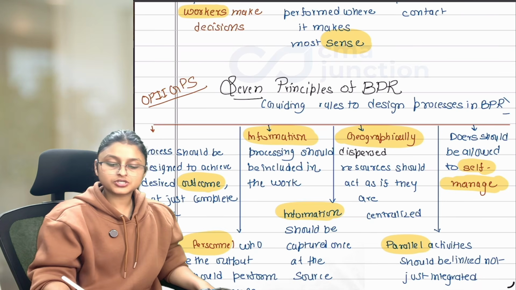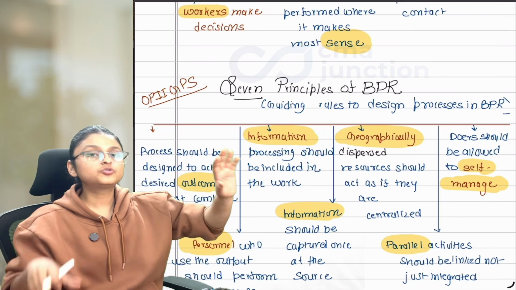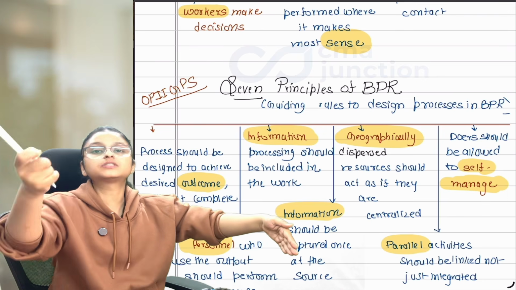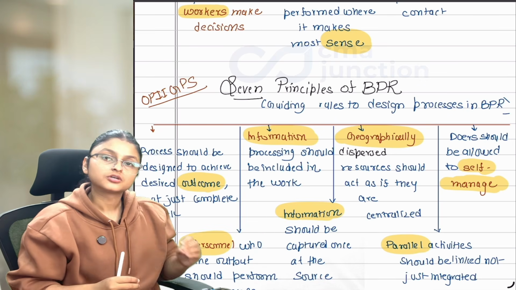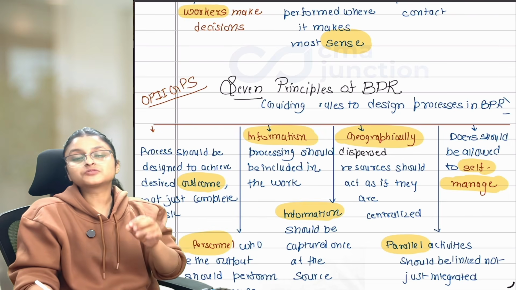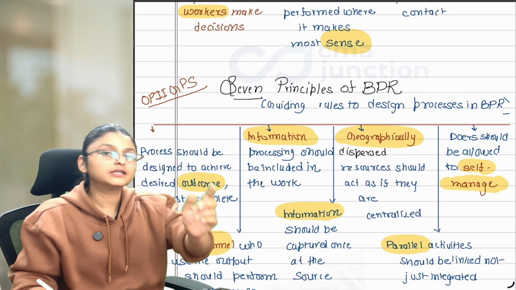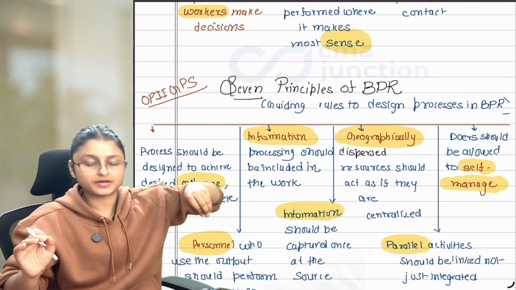I, information processing should be included in the work, no need of having 2 workers, one is doing the work and another is processing that information. Both of the work can be done by one person only. So make sure you are assigning that work to one person. Information should be captured once at the source. No need of asking the information again and again. If you have captured it once, use that information wherever you require.